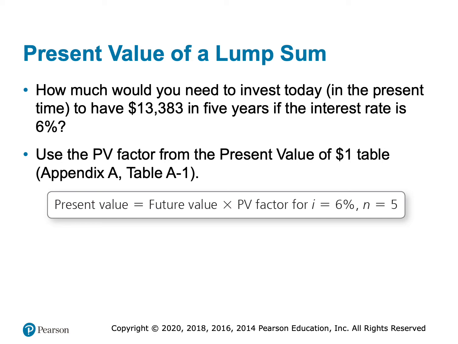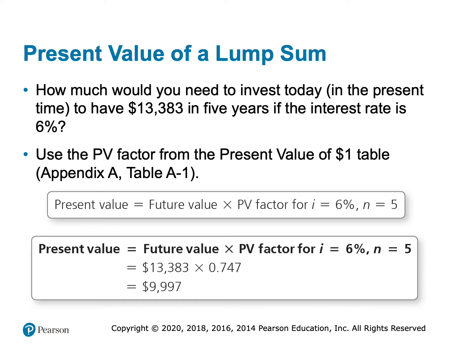So to calculate the present value, we'll just say 13,383 times 0.747. When we do that, we get 9,997. What this tells me is, if I invest $9,997 today in an investment that earns 6% per year, then in 5 years I would have $13,383.